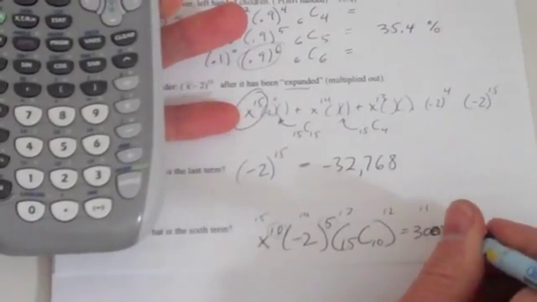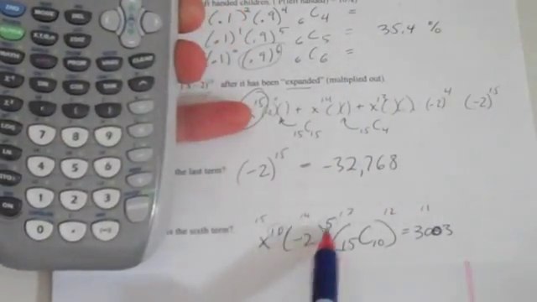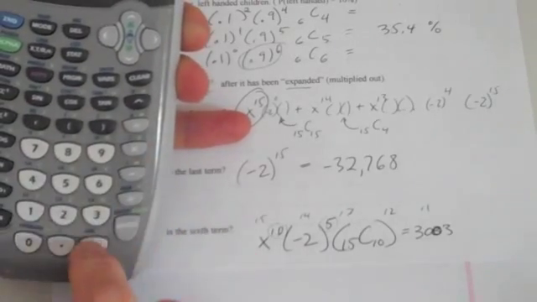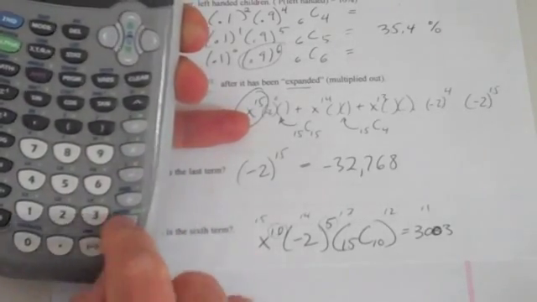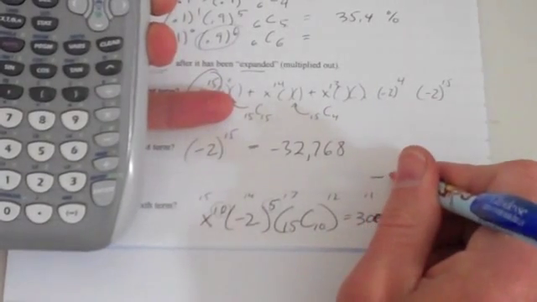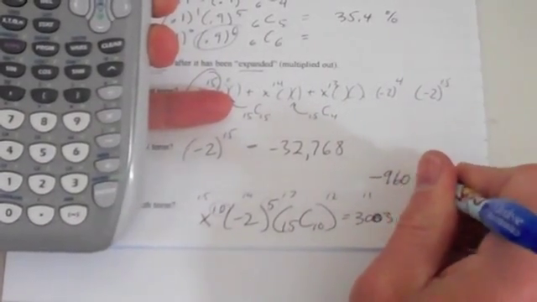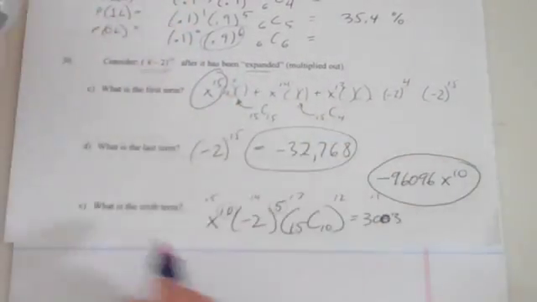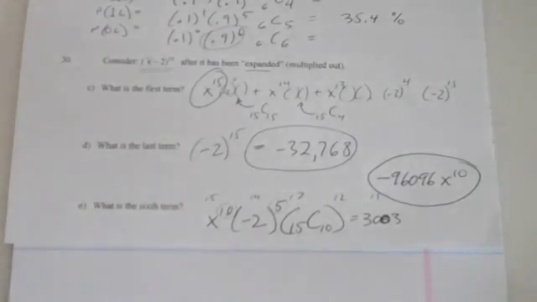Oh, 3003. And negative 2 to the 5th, I happen to know, is negative 32. You can check that out. And that's then x to the 10th. So just to fit it on the page here, it's going to be negative 96096 x to the 10th. That is the correct answer for that one, and that one. All right, there's page 5.